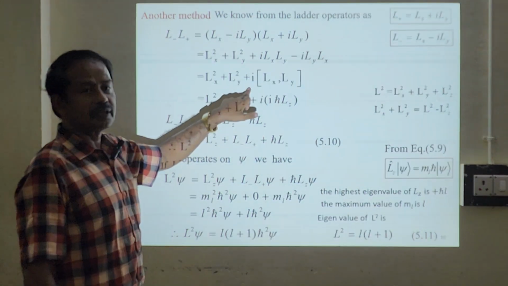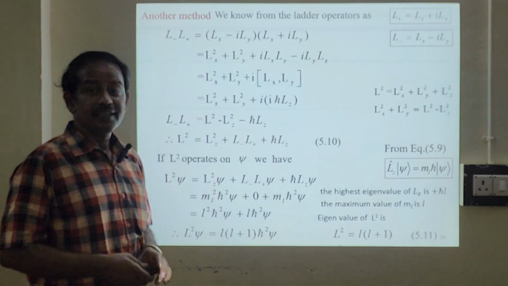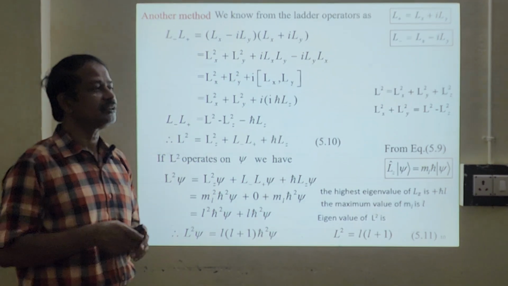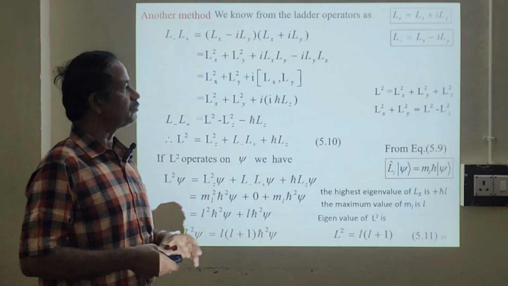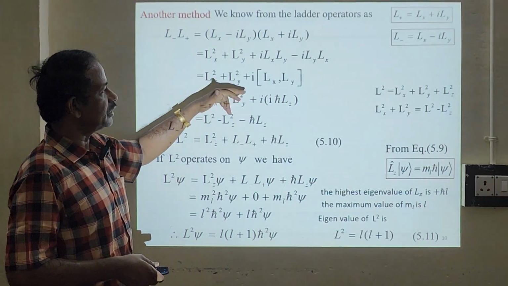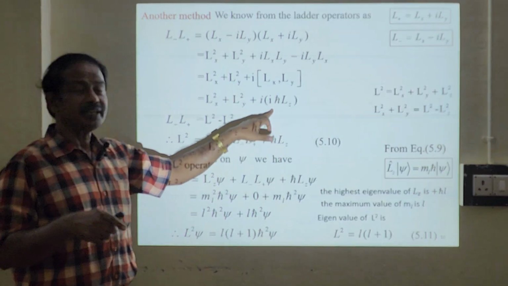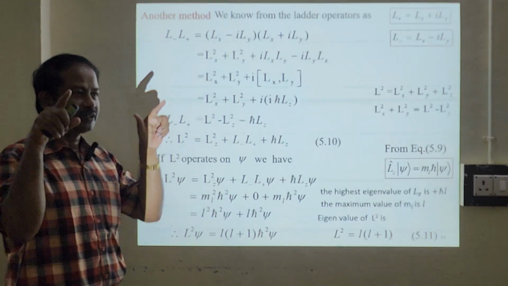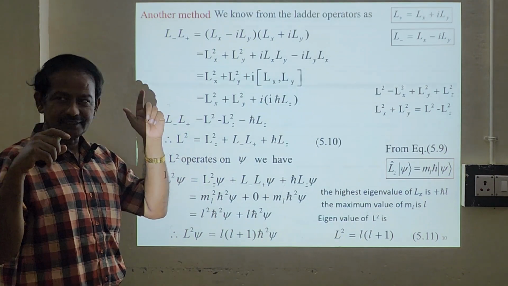Now apart from Lx square and Ly square, you just pull the common term i out. The remaining term will be Lx Ly minus Ly Lx. That gives the commutator bracket of Lx, Ly. Correct? The commutator of A, B equals AB minus BA. Using that, we have this one. So the first two terms I have written exactly like this. Your commutator of Lx, Ly is nothing but i h cross Lz, like the commutator of x, px, which you have already studied in the uncertainty principle.